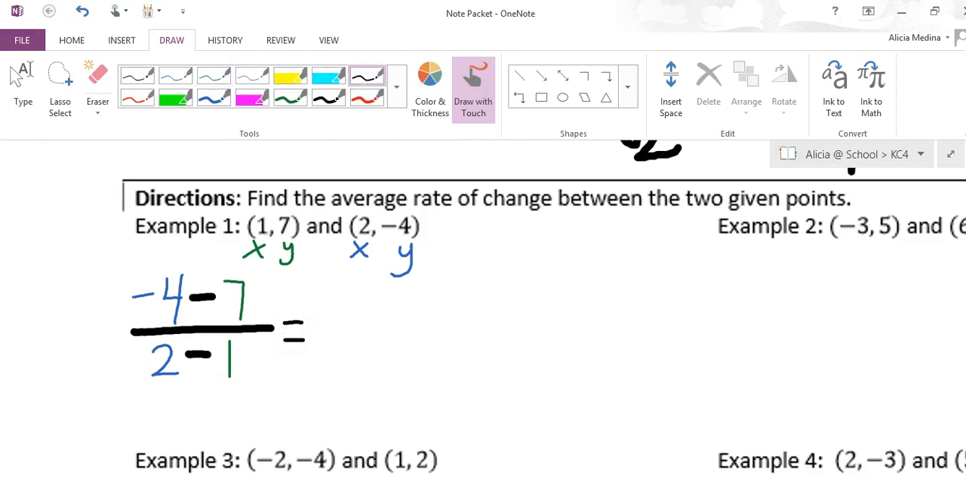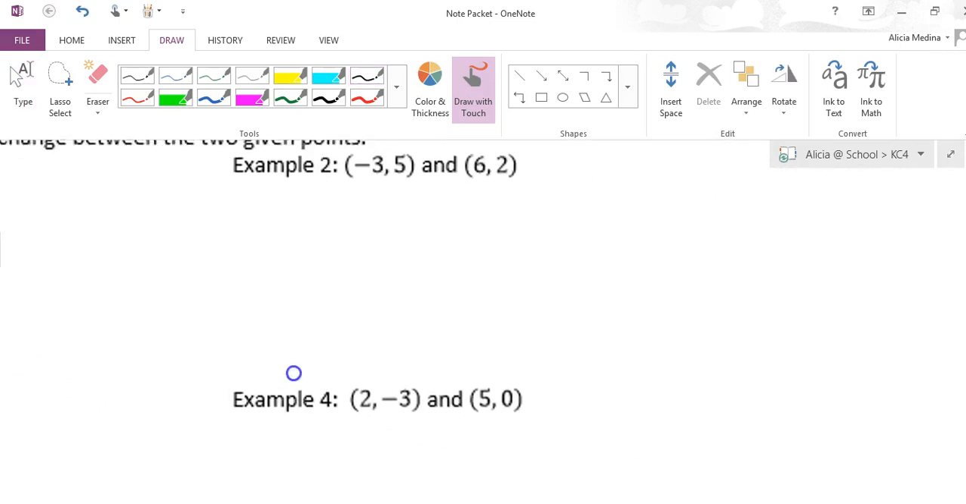So negative 4 minus 7. Please, if you get a little bit goofed up with those negatives, don't just use your calculator. It's fine. Negative 4 minus 7, they are both negatives, so my answer is going to be negative 11. 2 minus 1 is a positive 1, and negative 11 over 1 is just negative 11. So that is my average rate of change for that first example. Alright, let's practice number 2.